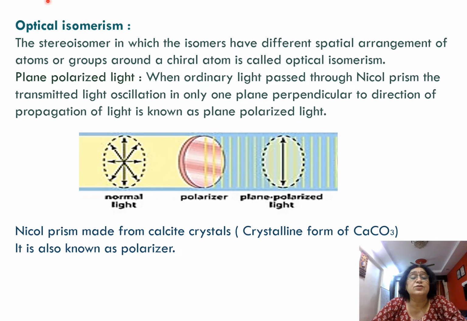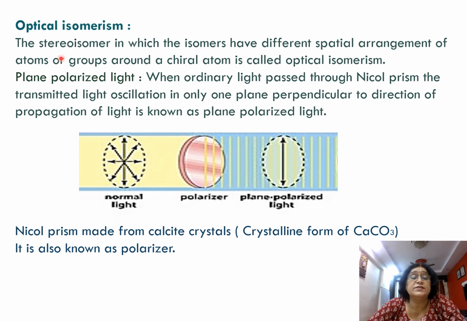Okay. Now optical isomerism. What is this optical isomerism? The stereoisomerism in which the isomers have different spatial arrangement of atoms or groups around the chiral carbon is called optical isomerism. So stereoisomers that show different spatial arrangement of atoms or groups around the chiral carbon are called optical isomers, and this phenomenon is called optical isomerism. And they rotate the plane polarized light in the opposite direction.